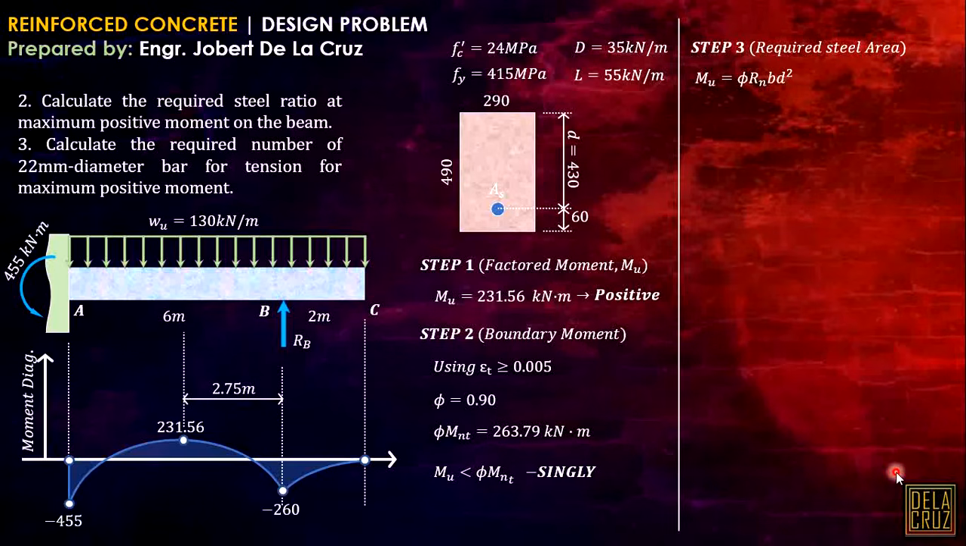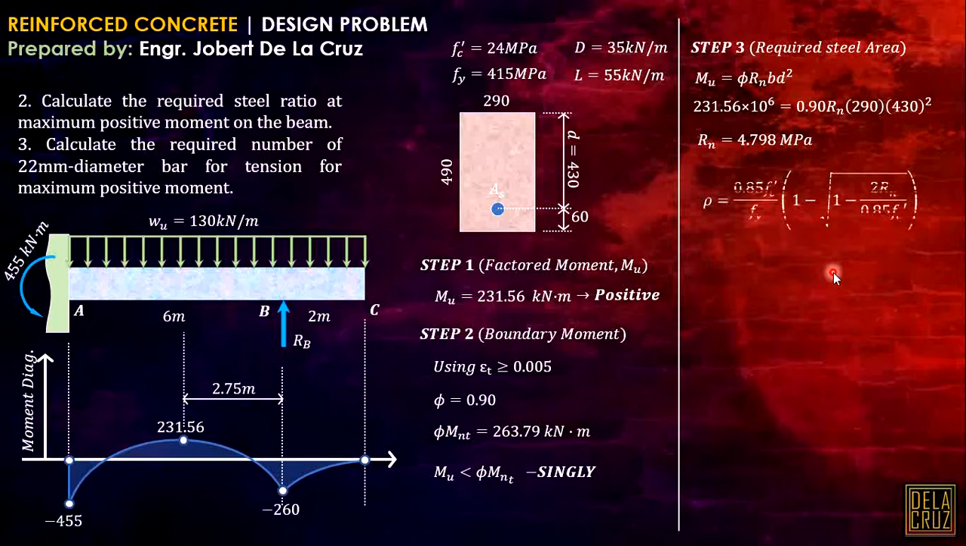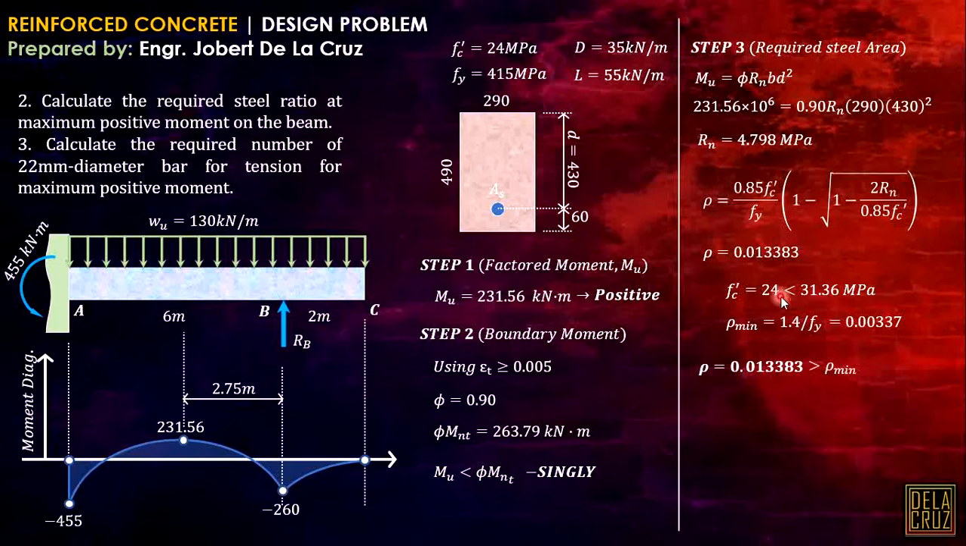Again, the same process, Rn equals Mu over phi bd squared. And of course, our phi here will now be 0.9. And our Rn here is that value. Then, using this formula for rho, we can directly substitute the givens here. And again, calculating the rho minimum. Then, we will compare that. And as you can see again, that is greater than the rho minimum, meaning it passes the code on minimum steel area. Okay? And this is the answer to number 2.